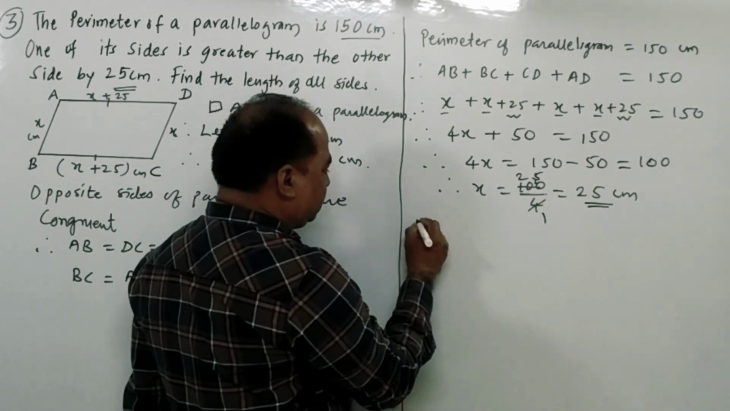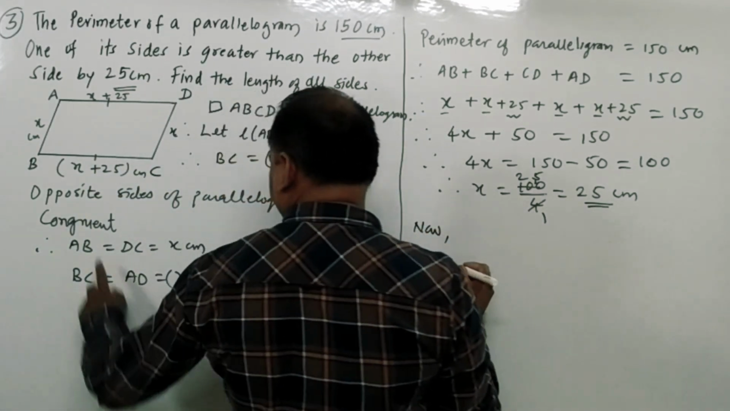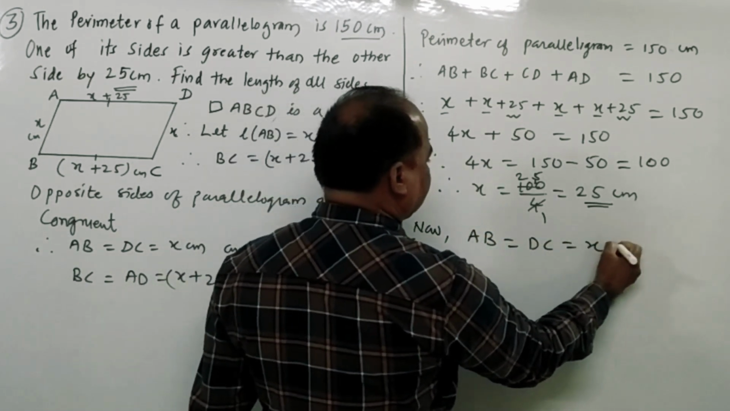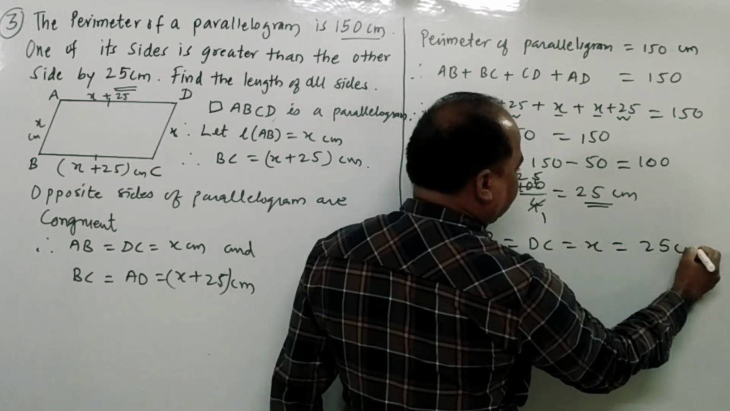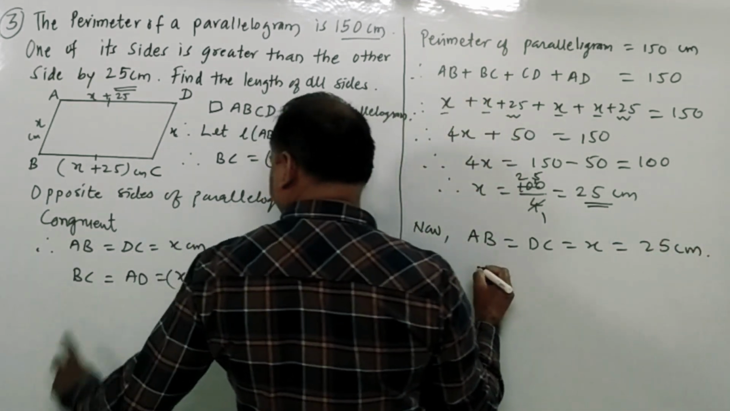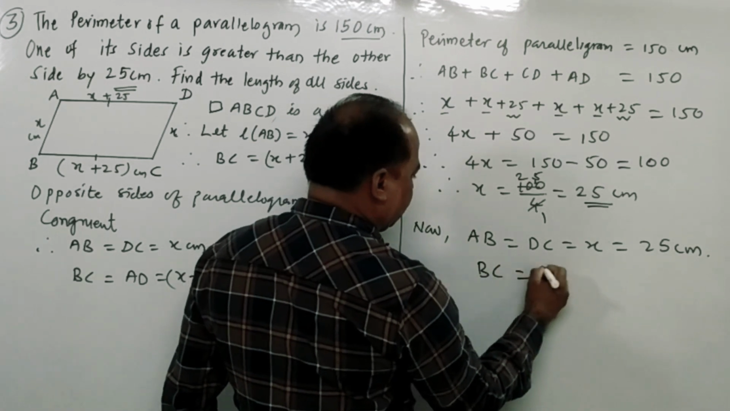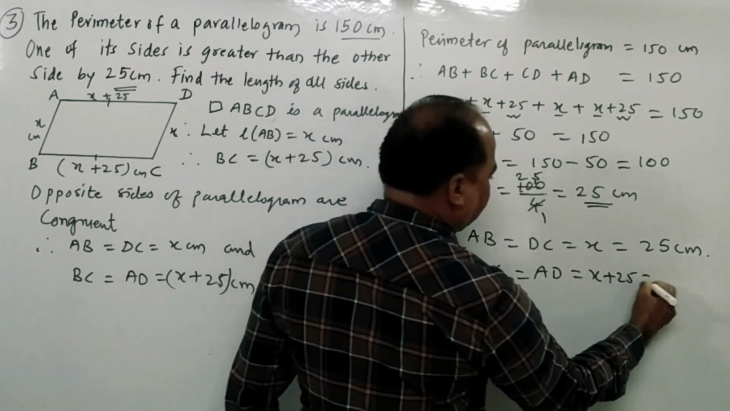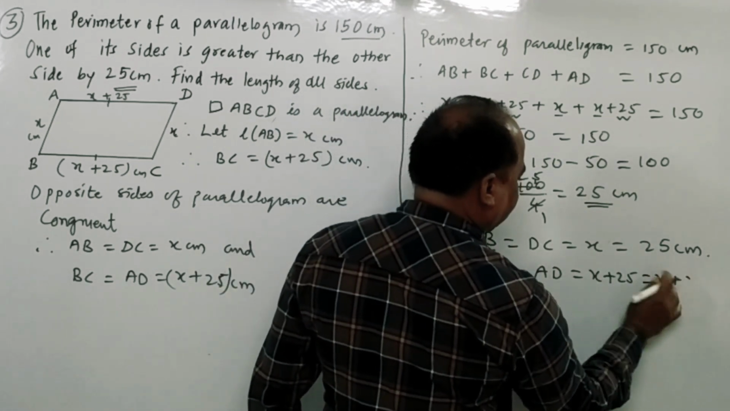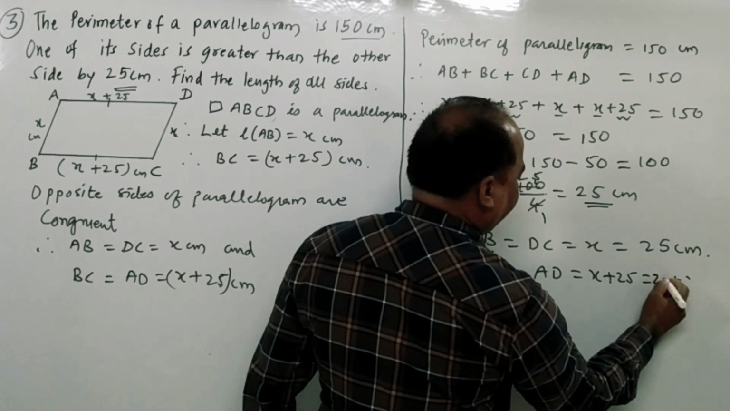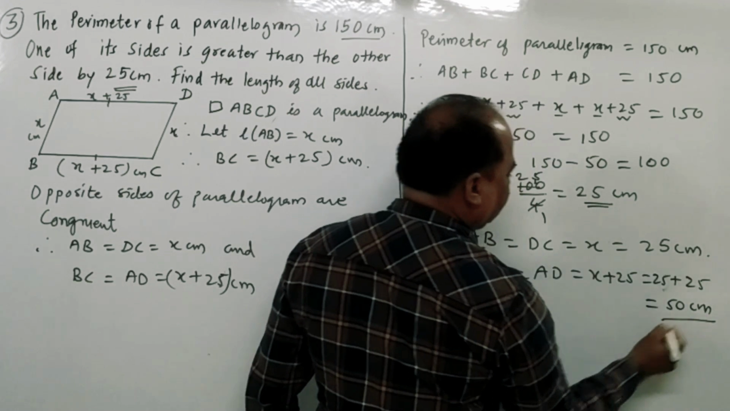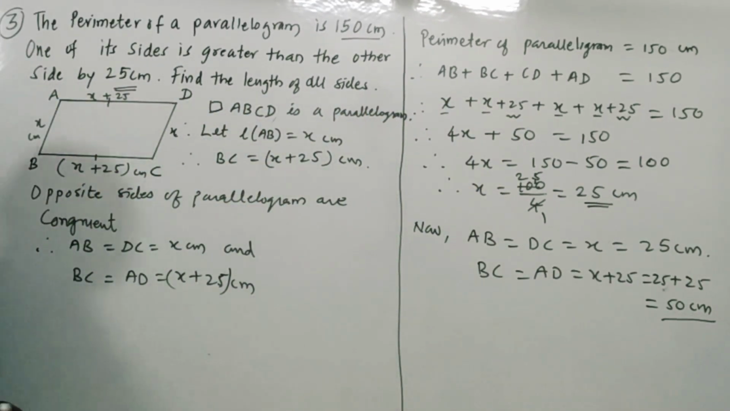Now we will find all sides of the parallelogram. So now AB is equal to DC is equal to x centimeters, that is 25 centimeters, and BC is equal to AD is equal to x plus 25. Here the value of x is 25, so 25 plus 25 is equal to 50 centimeters. So BC is equal to AD is equal to 50 centimeters.